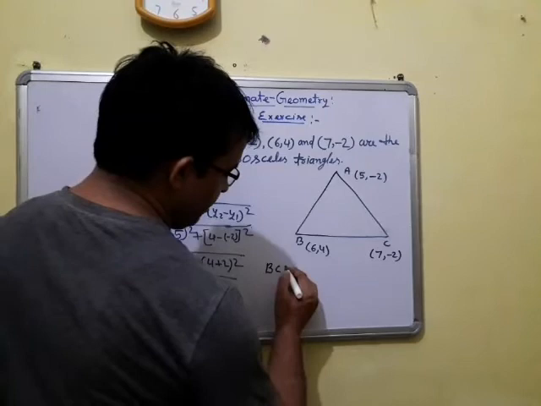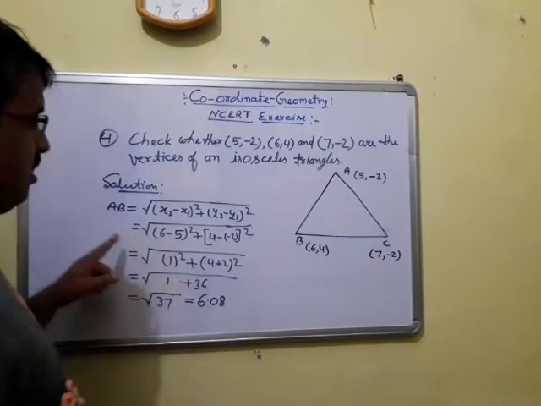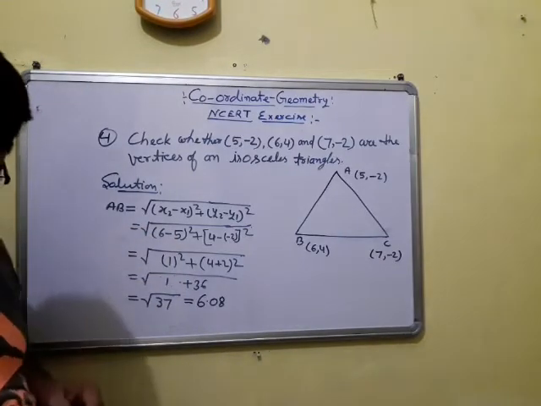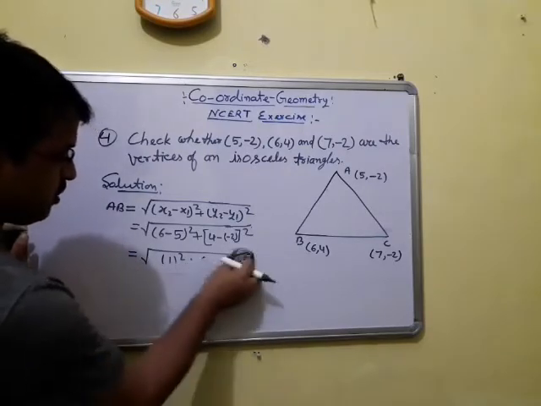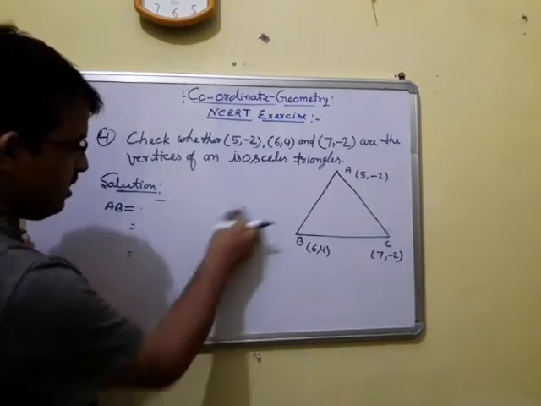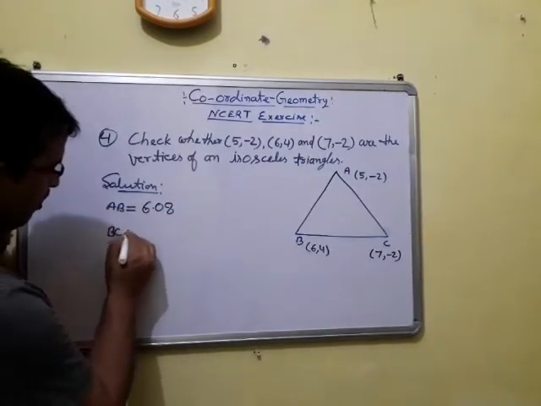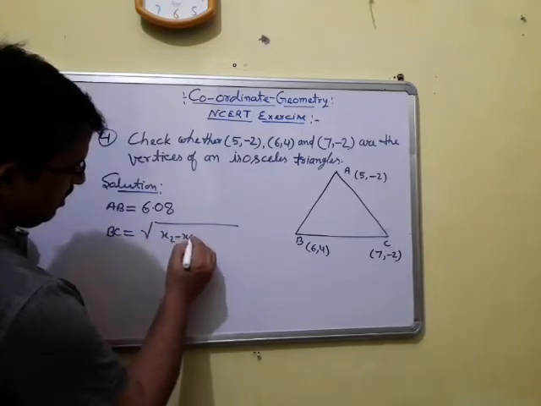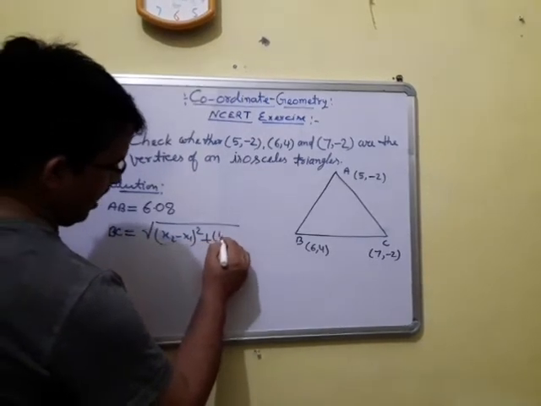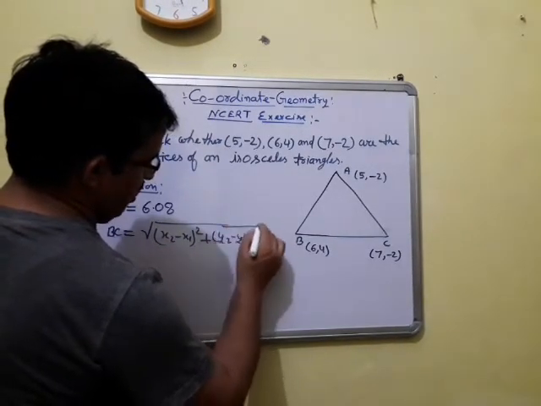Now find the distance between B and C. We already found AB, so we can erase this. AB is equal to 6.08. Now find BC. Find the distance between B and C: x2 minus x1 whole square plus y2 minus y1 whole square.